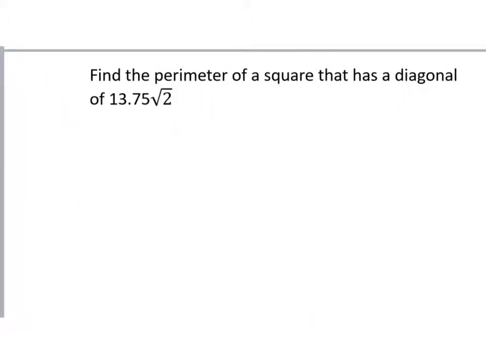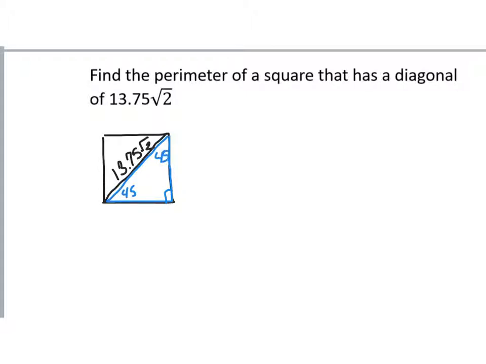All right, let's look at the next section. The next section says find the perimeter of a square that has a diagonal of 13.75 square roots of 2. So I want to think about a square. And it says the diagonal is 13.75 square roots of 2. And remember, this whole unit is all about right triangles, so we want to think about where we see a right triangle. So I see a right triangle right here. And we talked about when we put the diagonal in a square, that's how we end up getting 45, 45, 90 triangles.